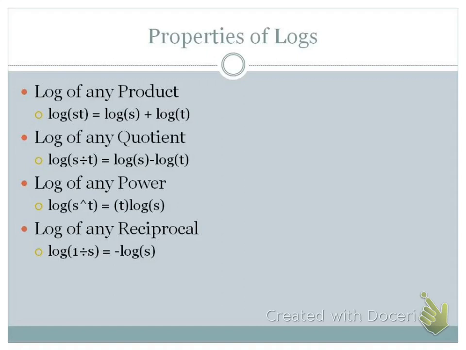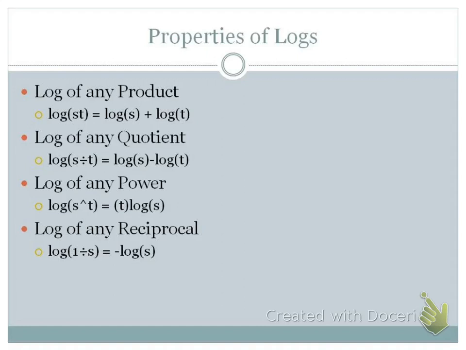With log of any quotient, you have log and then the inside you have one variable divided by another. You can then go ahead and do log of the first variable minus log of the second variable. Our third one is log of any power, so we have log of some variable to another power. This one, you bring that power down and in front and multiply it by the log of the variable, so t times log of s.